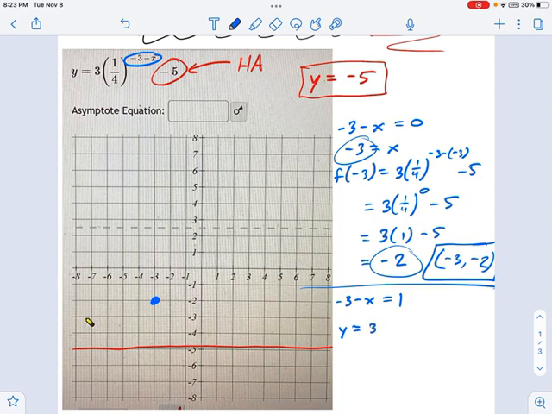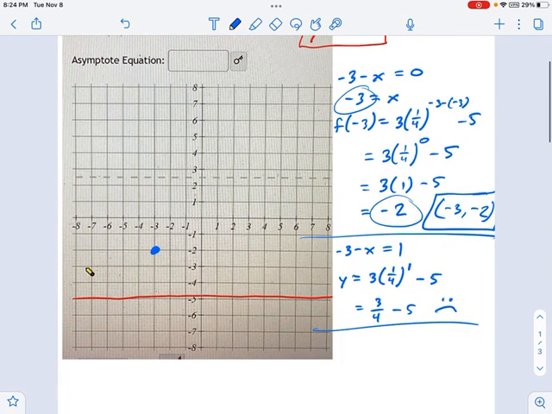y equals 3 times 1/4 to the 1 power minus 5. This is 100% correct. It's also not very helpful, because what this is going to turn into is 3/4 minus 5, which is a fraction. It's not wrong, but it's kind of ugly, and you're going to have a hard time plotting it on a computer graph, because the computer insists that you use whole numbers when you plot points. So, okay, let's just pick something else that would work out great.